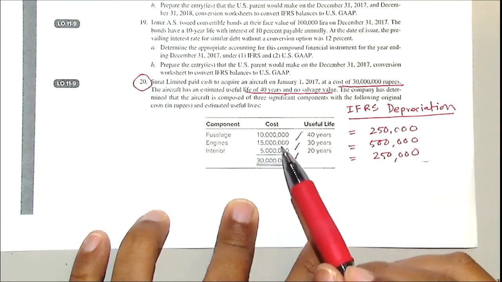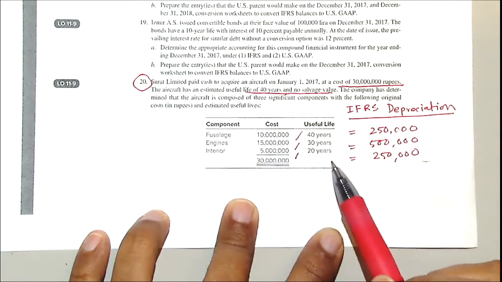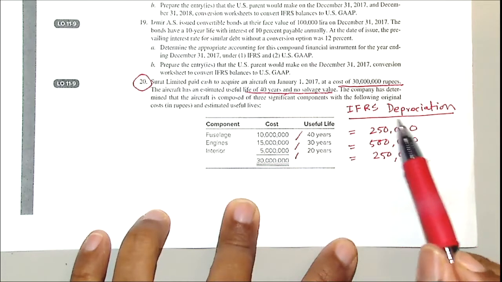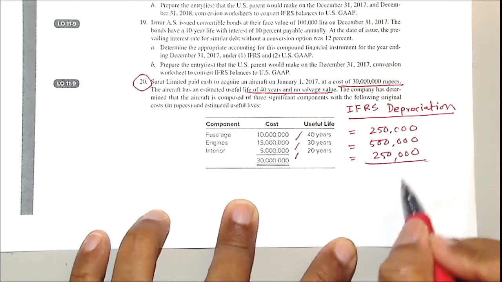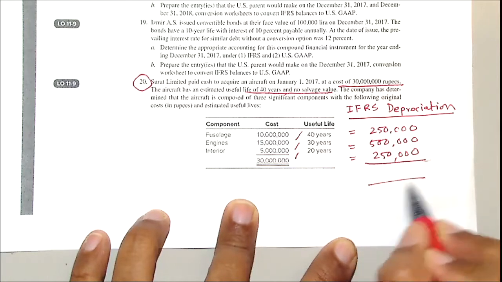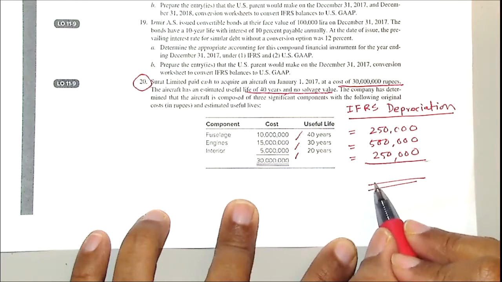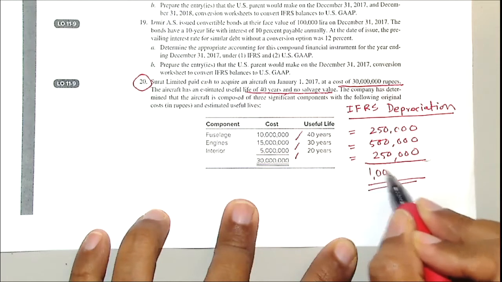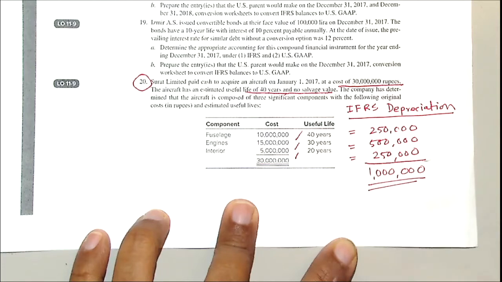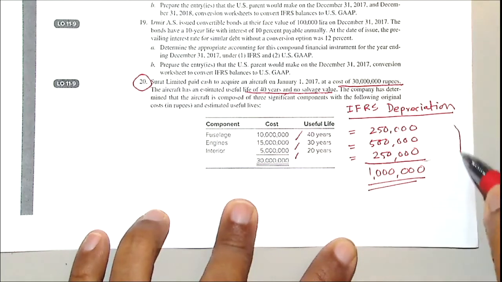So you have 3 major components, and you can identify their costs and lives. IFRS tells you to do this component-specific. Once you do it, what is your total depreciation? Just add it. How much? 1 million. So under IFRS, your annual depreciation is 1 million. This is IFRS depreciation. Now, how about US GAAP?